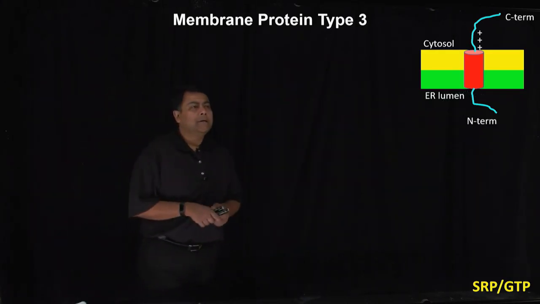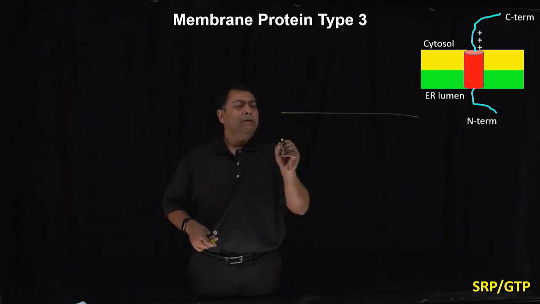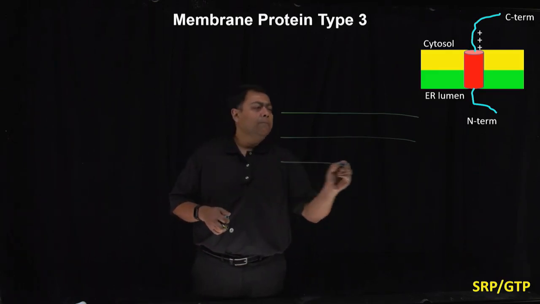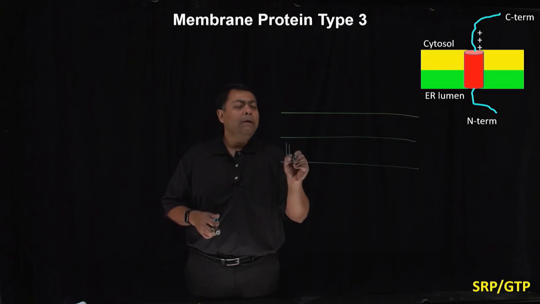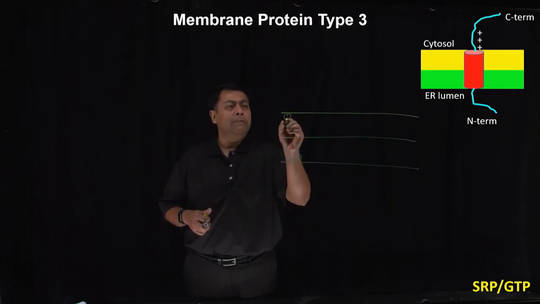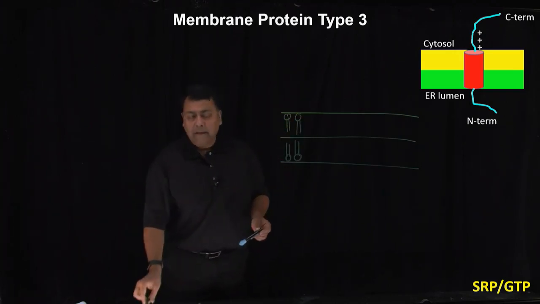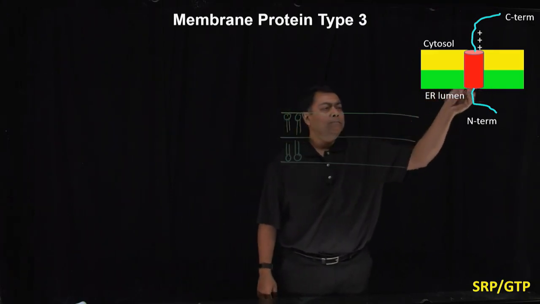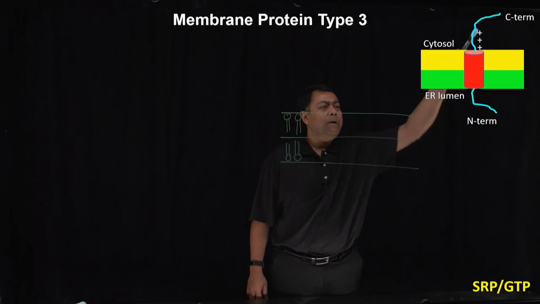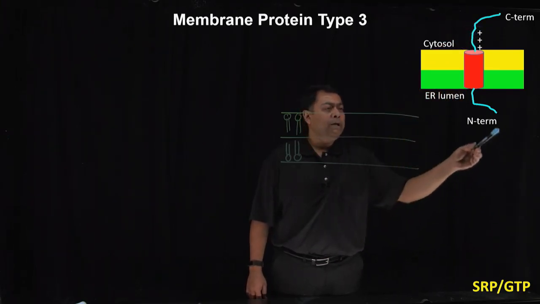Now let's talk about how the type 3 membrane protein is synthesized. This protein is synthesized in a very similar manner to how type 1 is synthesized, but there is a huge difference between type 1 and type 3. The orientation is the same, but there is no signal peptide. As you can see right here, you have the N-terminal in the ER lumen, then you have the transmembrane domain, and then it's followed by the C-terminal, and there is no signal peptide.